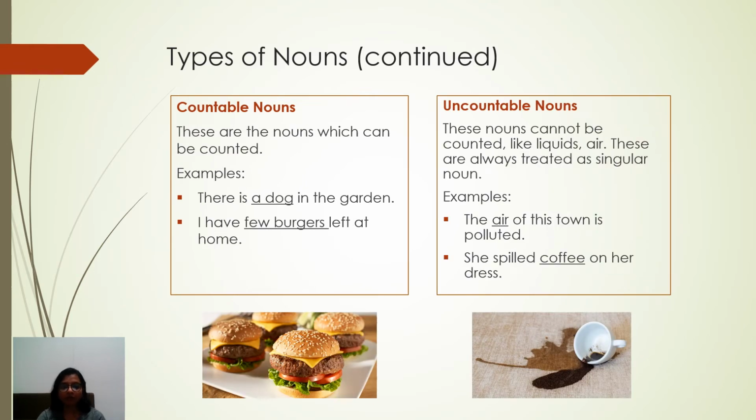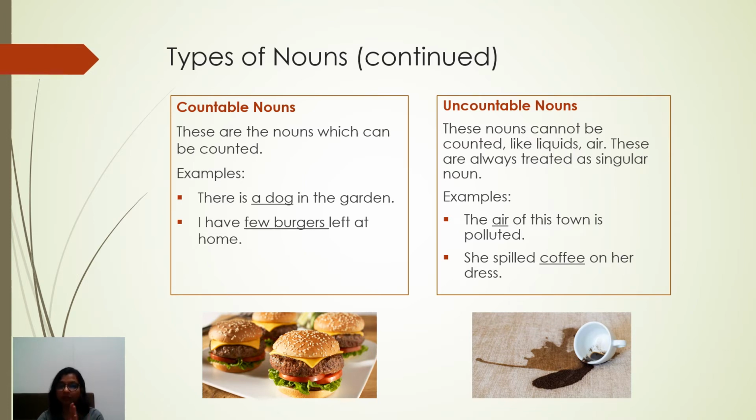Moving on, we come to our next slide of countable nouns and uncountable nouns. Now, the countable nouns, as you understand by the name, are the nouns which can be counted, meaning there is a dog in the garden. I'm talking about one dog. I have few burgers left at home. Few can be, say, 3, 4, 5, any number, but more than one, right?